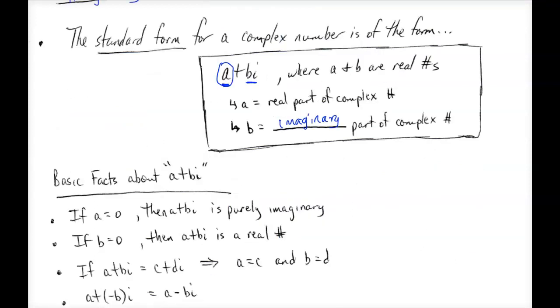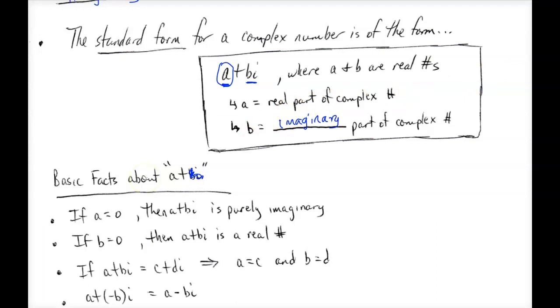So to talk about some basic facts about our complex number here, we know if A is equal to 0, then of course this goes away and our number is just purely imaginary. Now, of course, if B is equal to 0, then that makes the second term go away and our number here is purely a real number at that point.